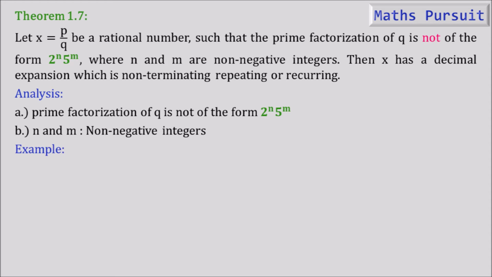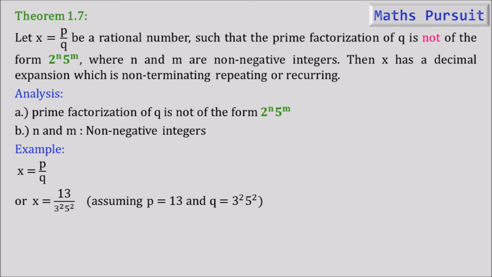So let's take an example. Coming to the example, we need to consider x = p/q, and let us assume p is equal to 13 and q is equal to 3 to the power 2 times 5 to the power 2. So we have considered the factorization of q in such a way that it is 3 to the power 2 and 5 to the power 2. Now putting these things in x = p/q, we are getting x = 13 by 3 to the power 2, 5 to the power 2, which is nothing but x = 13 by 3 square into 5 square, and after further solving I am getting 13 by 225.